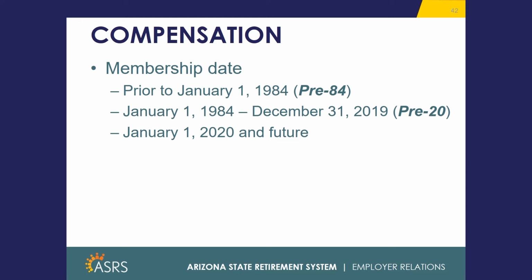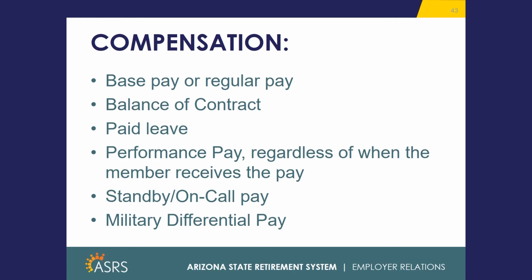Then you have employees that started their membership January 1st, 1984 through December 31, 2019. We refer to them as pre-20. And then any employee that started contributing January 1st, 2020 going forward. Now, these items are for all employees, all 3 criteria. Base pay would be considered compensation for ASRS.